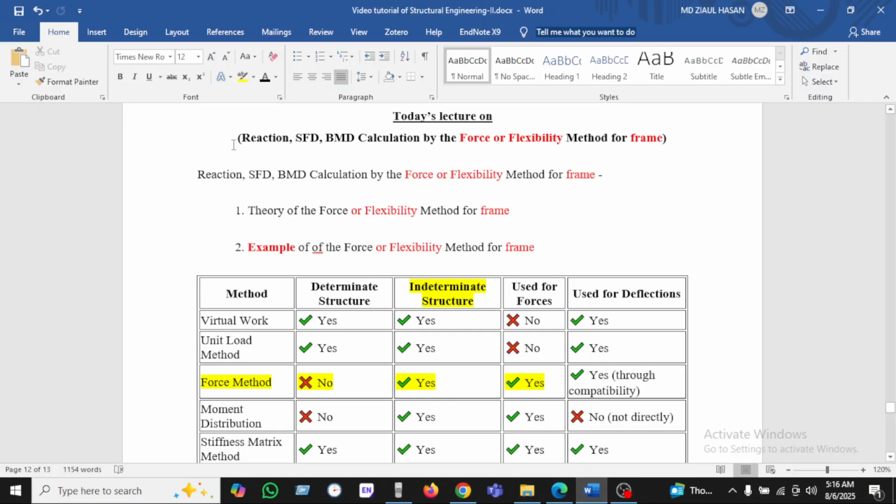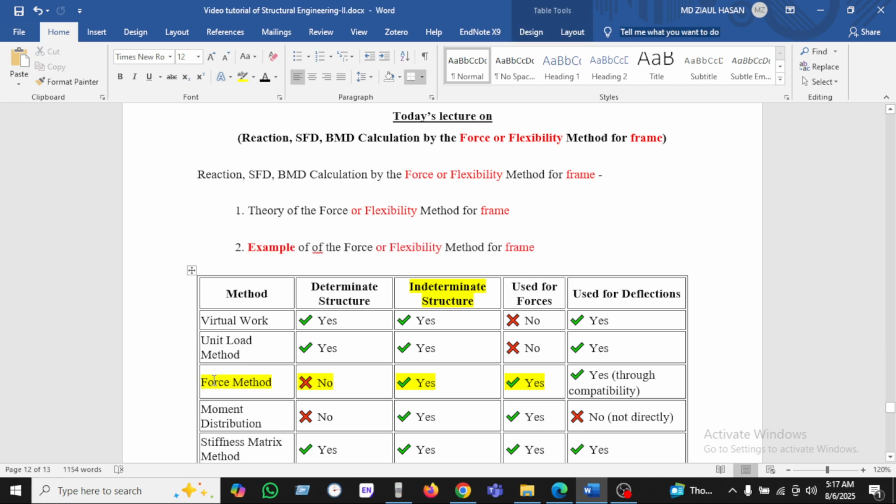Hello everyone, today I am going to deliver a lecture on reaction, shear force, and bending moment calculation by the force or flexibility method for frames. First of all, I will try to cover the theory of the force and flexibility method for frames, and then give some examples of the force or flexibility method for frames.